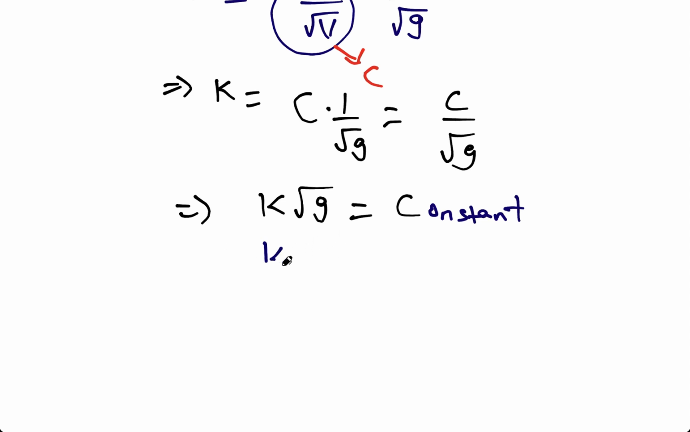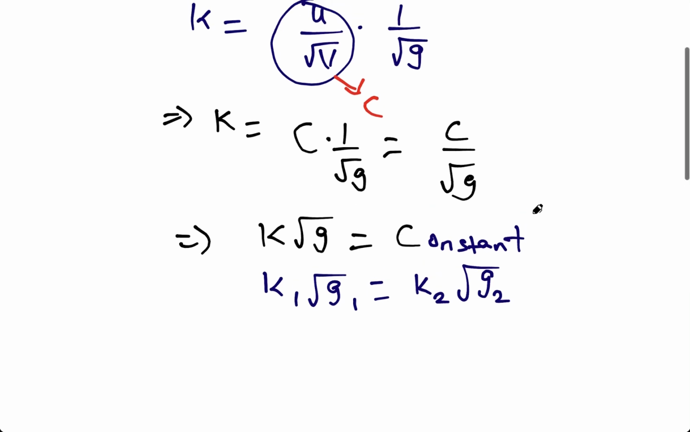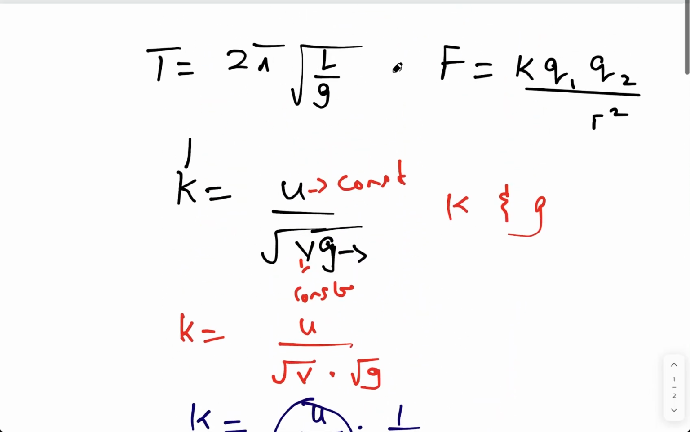So you can begin to vary it. That means that K1 root G1 will be equal to K2 root G2. In fact, as many as possible. Now, let me use one of these that I have here as an example.